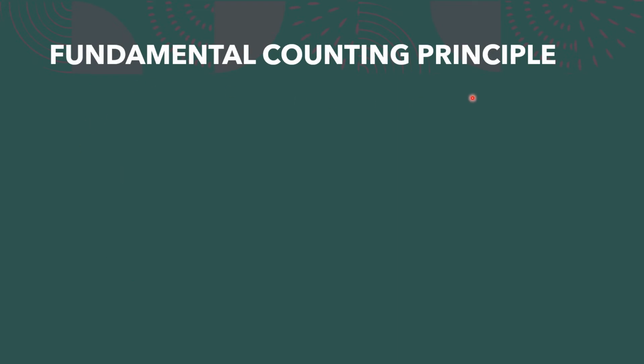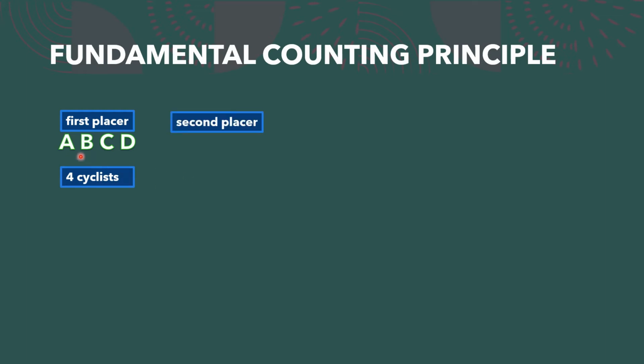Now, let's use fundamental counting principles sa pag-solve ng problem natin. Una, kailangan nating i-identify kung ilang cyclist ang pwede nating ilagay sa ating first placer. So, we have 4 cyclists ang available na pwedeng ilagay, si A, B, C, at saka si D. So, 4 cyclists. Pagdating sa second placer, let's say nakaposition na si A as first placer. 3 cyclists na lang ang pwedeng ilagay sa second placer. Si B, si C, and si D na lang. So, we have 3 cyclists para sa second event.